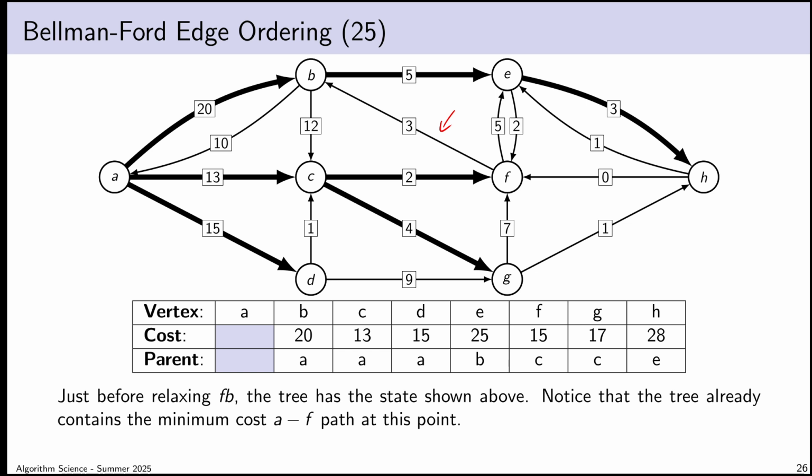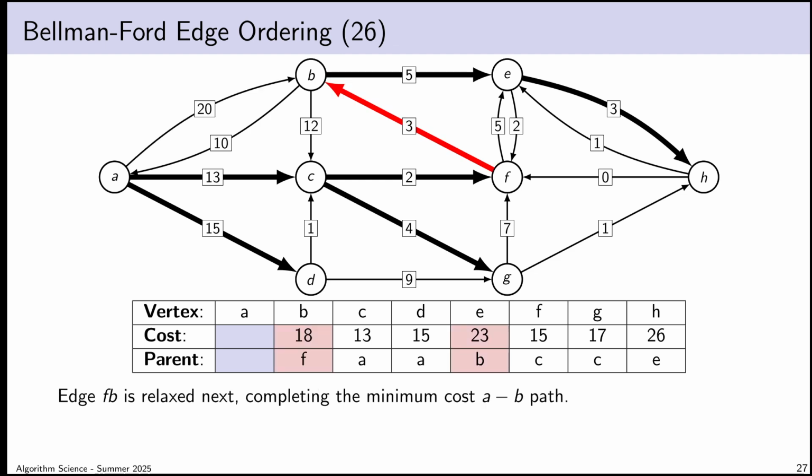Per our observation from earlier, since I already know a minimum cost path from vertex A to vertex F, relaxing this edge, which I know to be on the minimum cost path that gets me to vertex B, will lock in the minimum cost path to vertex B. And so sure enough, there it is.